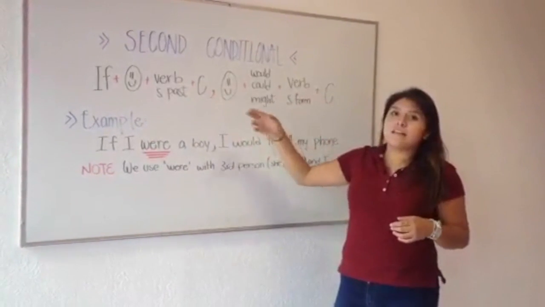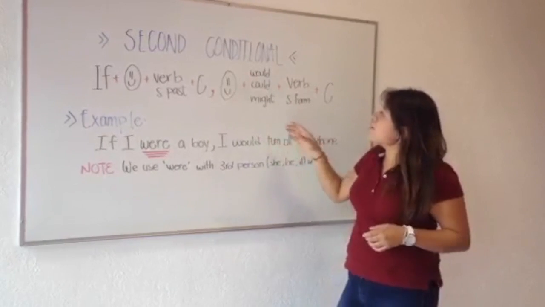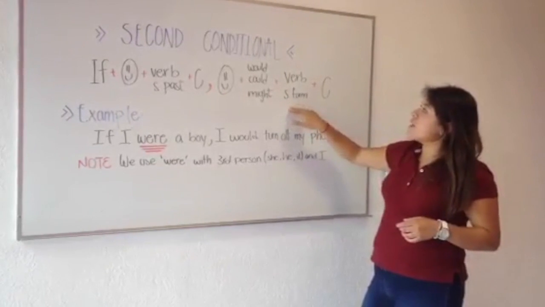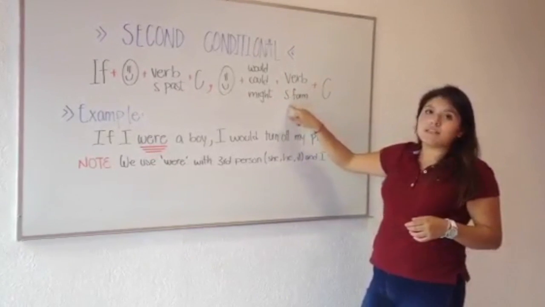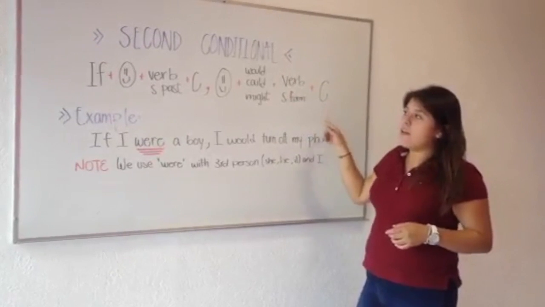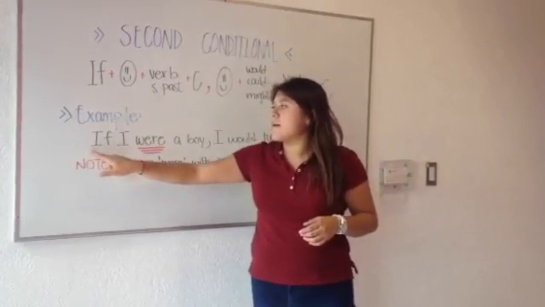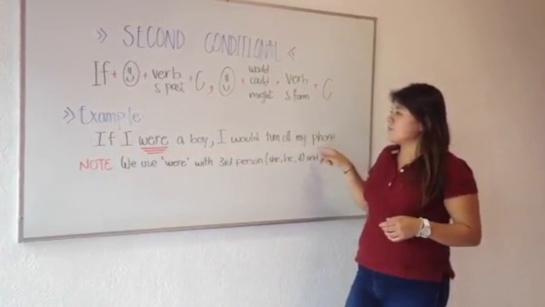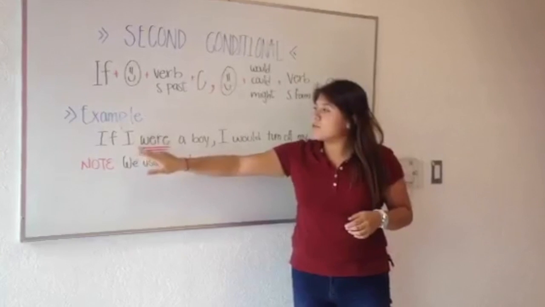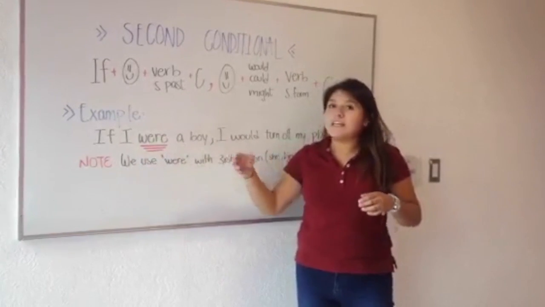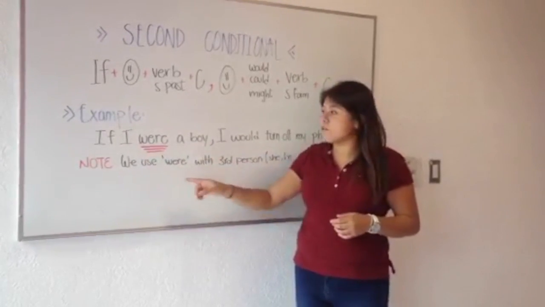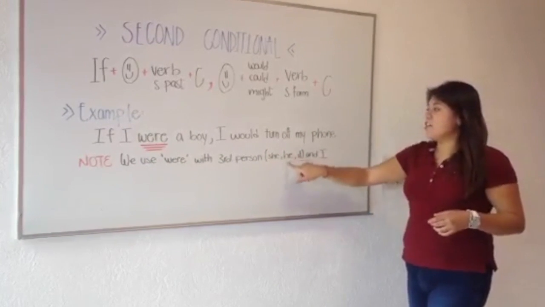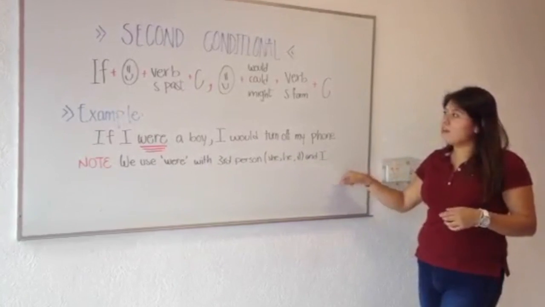We use the subject again. And here we use would, could, or might. And for this conditional, we are going to use the verb in simple form and the complement. Now, I am going to show you this example. If I were a boy, I would turn off my phone. Here we use were because in this conditional, we are going to use were with the third person and I, like she, he, it, and I.